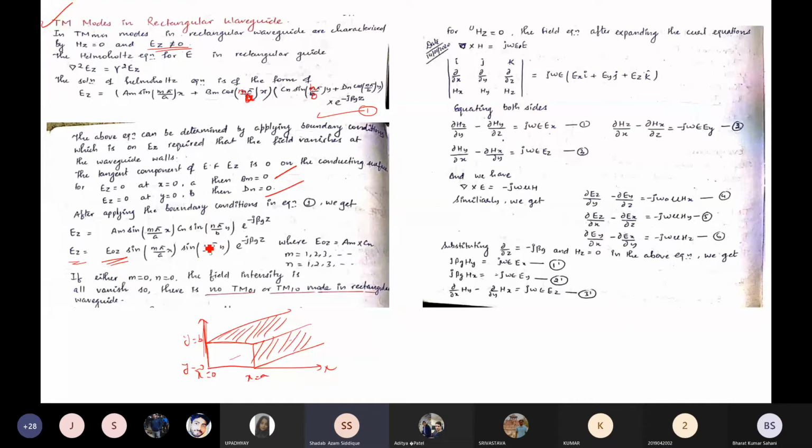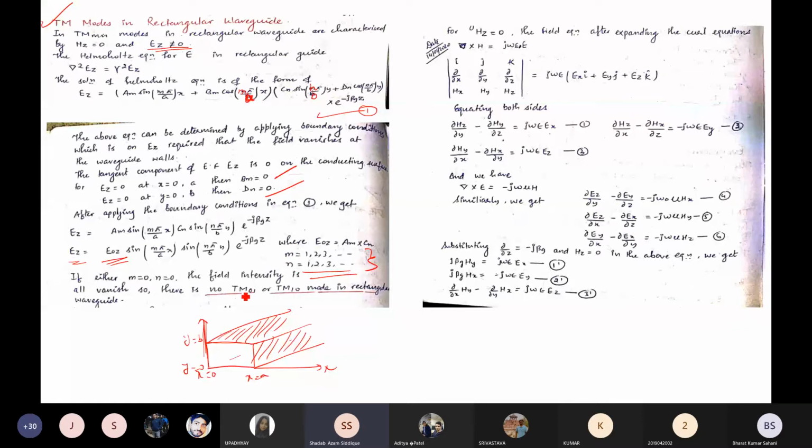Same as n. If you take n equal to 0, this sine component will become 0, and the whole term will become 0 because it is a multiplication term. This should not happen. So that's why m and n start from 1, 2, 3. If I ask you whether m equal to 0 or n equal to 0 will exist in TM mode, you'll say no, it will not exist.